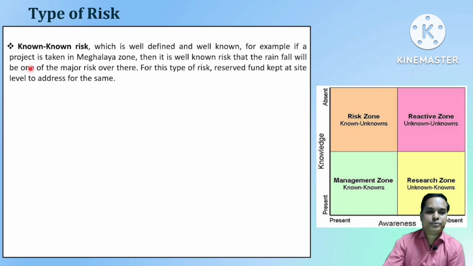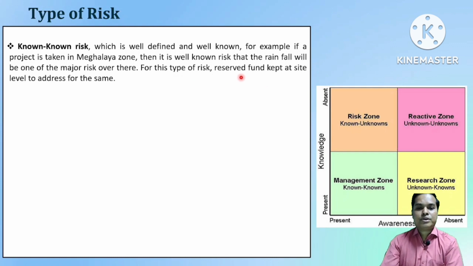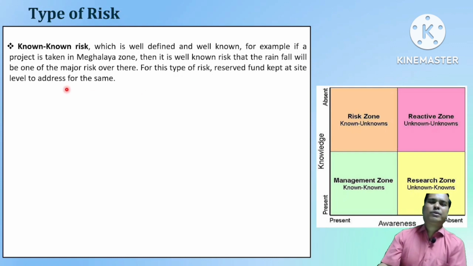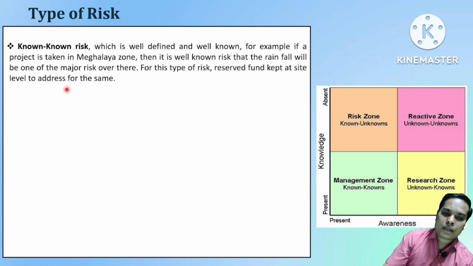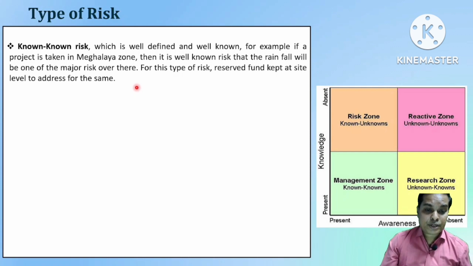For example, if we have taken a project in the Meghalaya zone, then it is well known to us that the rainfall will be there for maybe more than 6 or 8 months, which is a major risk for the project. So based on that, we need to take precautions before starting the project, otherwise the project will get delayed and we will be in deep problem, deep loss. So a reserve fund is kept at site, maybe for purchasing tarpaulin or shade, or for concreting, or a concrete pump for evacuating water, underground water, etc.